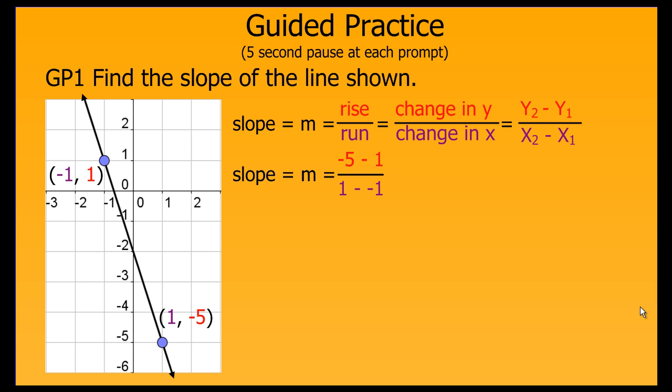What do we do next? Now we simplify, which gives us a slope of -3. Are we finished? Yes, the problem asked us to find the slope and we did, so we're finished.